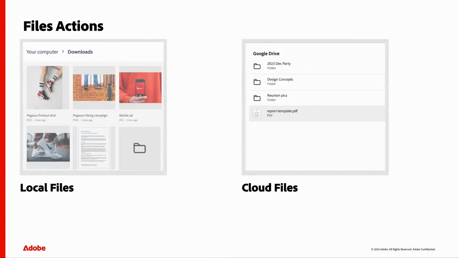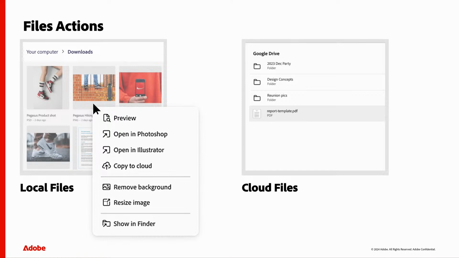The local and cloud files listing will have more capabilities through actions. Suppose a user has an image file in local storage downloads folder, they can preview it, open it in point products, copy to Adobe Cloud Storage, and use quick actions which will be powered by Express.